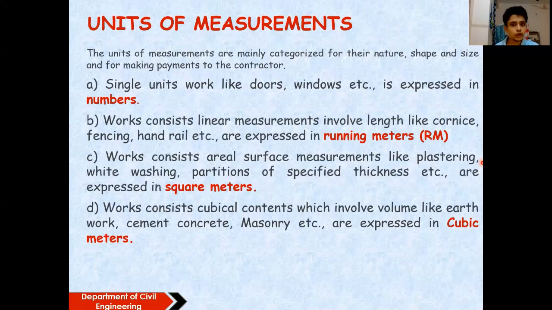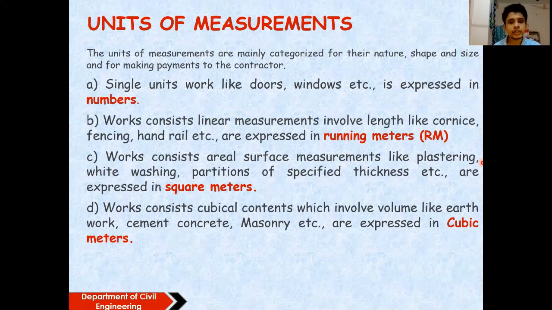Then what are the units of measurement? Single units like doors, windows, etc., will be expressed in numbers. Then there are certain things like fencing and handrail, which will be expressed in running meters. For example, we have to use 4 meters length of fencing, and the cost per meter is this much. So this is the total cost. That way it will go.